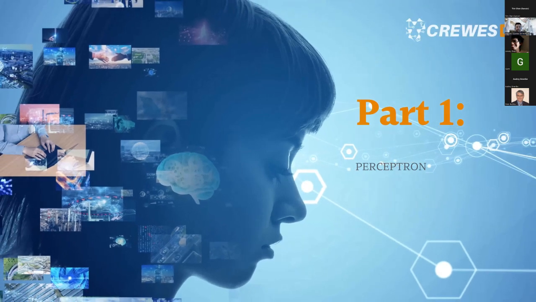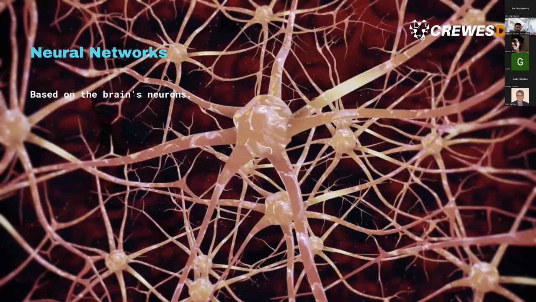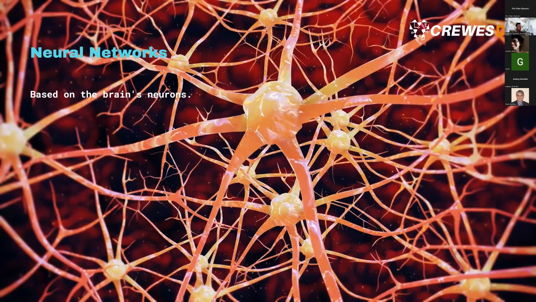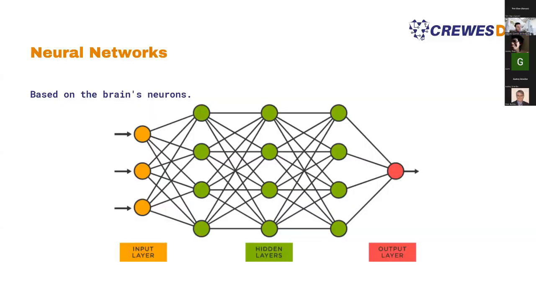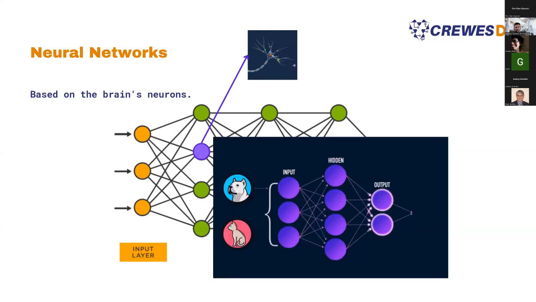So talking about the perceptron, the neural networks, again, are based on our brain's neurons. We're going to see a lot of similar images because I copy and pasted some of those images, so I can go quickly in this part. This is a fully connected neural network where you have the input layer, hidden layers, and output layer. Deep learning is any neural network that has 2 or more hidden layers. That's the definition of deep learning. And each one of those circles here is called a perceptron or a neuron, because it's based on the neurons that we have in our brain.